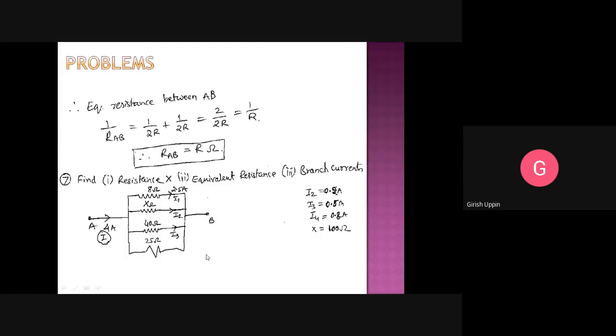And what are the given values? You can see here the total current entering all the branches is given, that is 4 amperes. I is equal to 4 amperes. This resistance is given, 8 ohm. Current in this particular branch is given, I1 is 2.5 amperes. This X is unknown, the branch current is unknown. Resistance is known, 40 ohm, branch current is unknown. This branch resistance is known, 25 ohm, and the current I4 is unknown. Try to find out the answers for this. Okay, try to solve this.